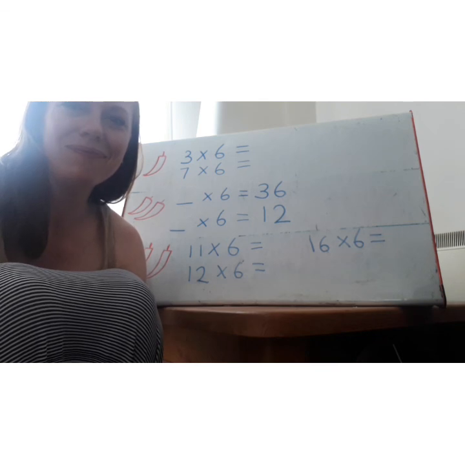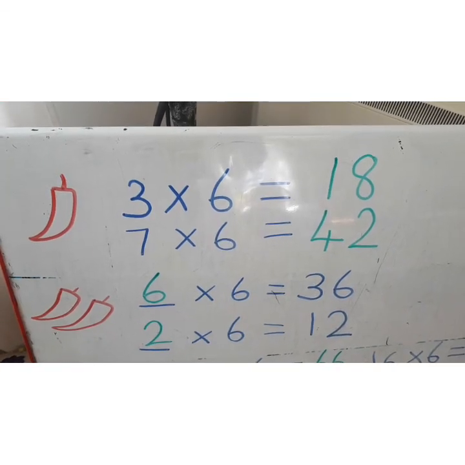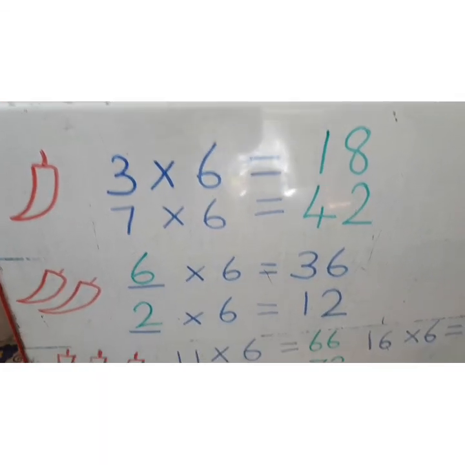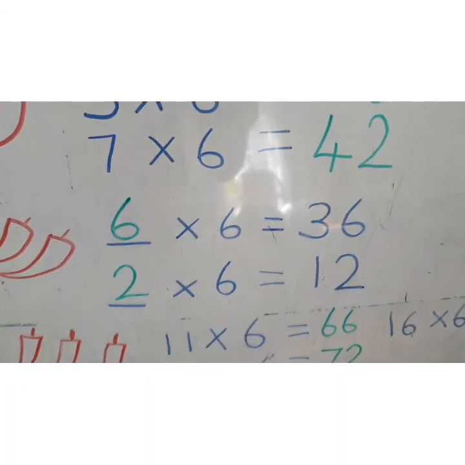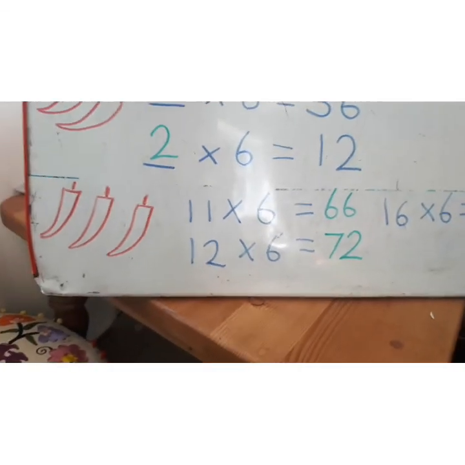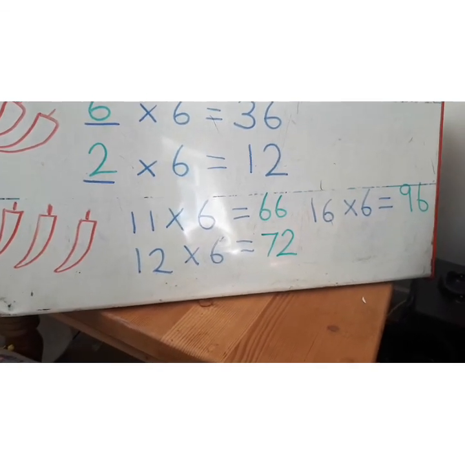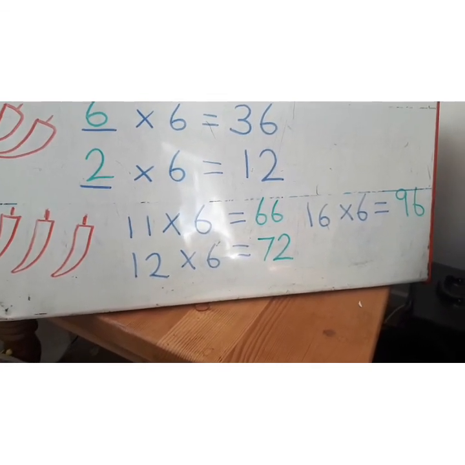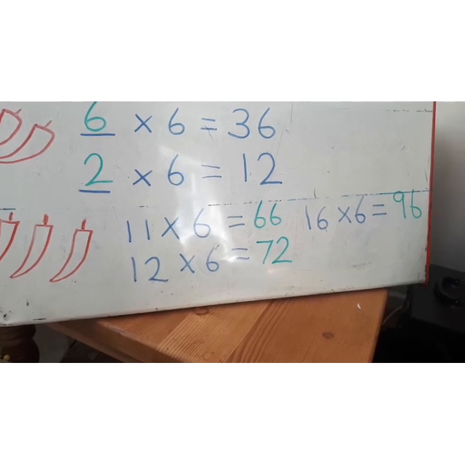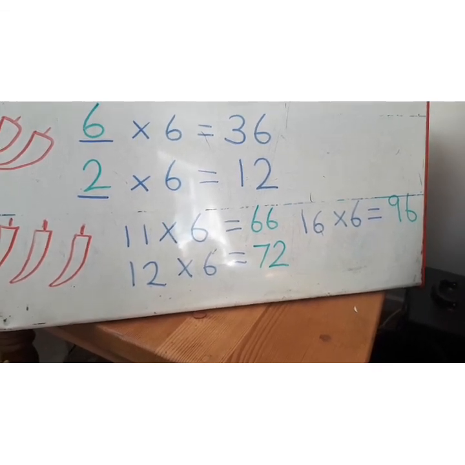Okay guys, here are the answers for chili 1 and chili 2 and the chili 3. And there's the 16 times 6. And hopefully you worked out that you could do 10 times 6 and 6 times 6 and add them together to get the answer of 96.